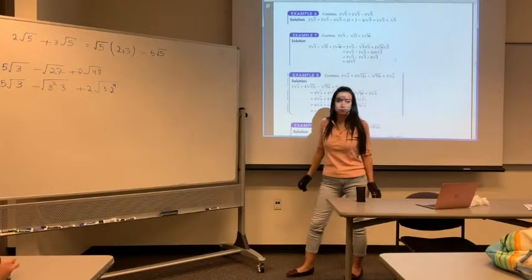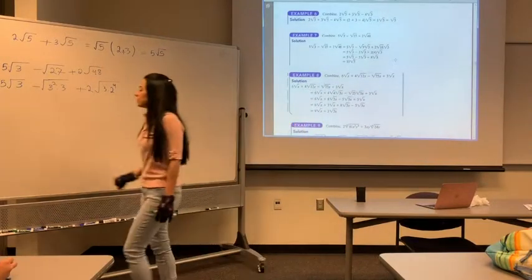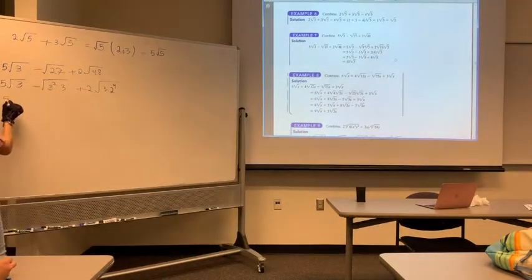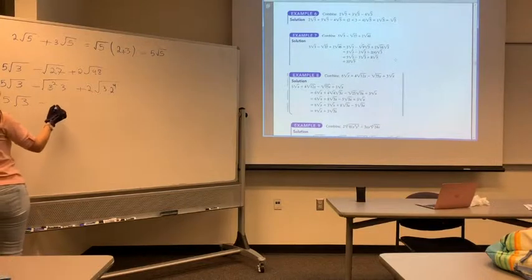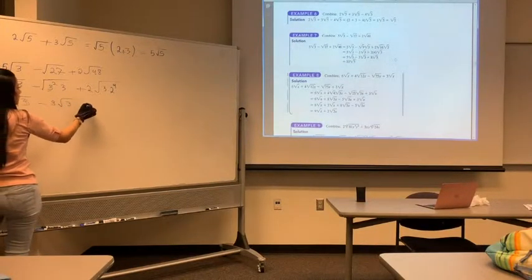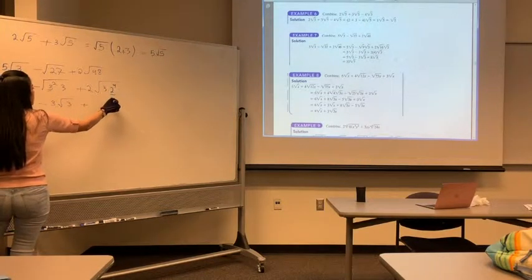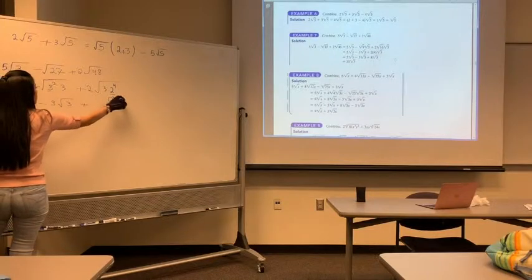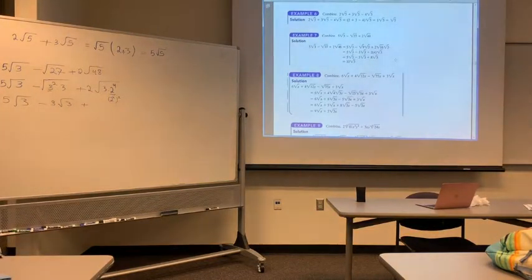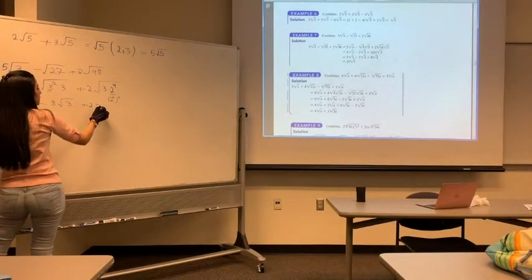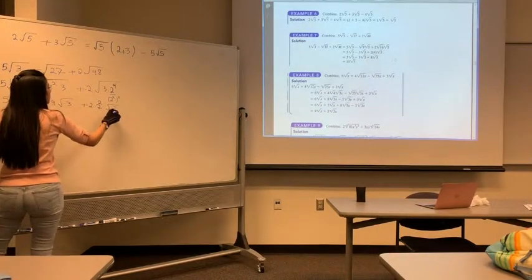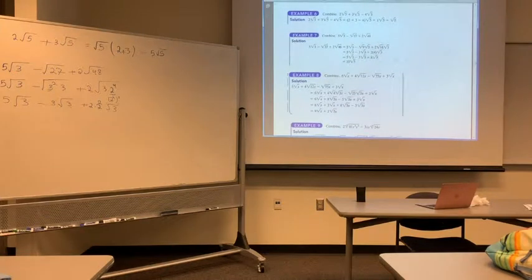Correct? We have 5 radical 3 minus, this one comes out, 3 radical 3 plus, this one comes out, but what comes out? 2 power 2 comes out. Correct? Am I right? So 2 multiplied by 2 power 2 radical 3. So now you see the like terms. Correct?